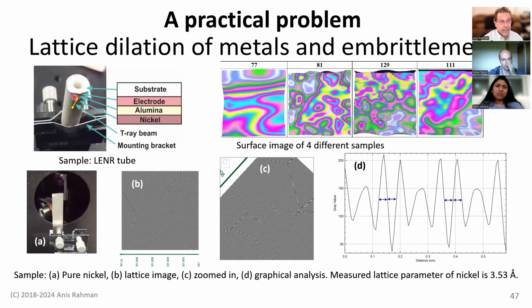Nonetheless, they have clearly defined layers of nickel, alumina, copper on top of this rod. Again, the whole purpose of that sample is totally different. We're not talking about why they made that system. Our purpose is, with our T-ray technique, can we characterize it in a way that makes sense and produces information?